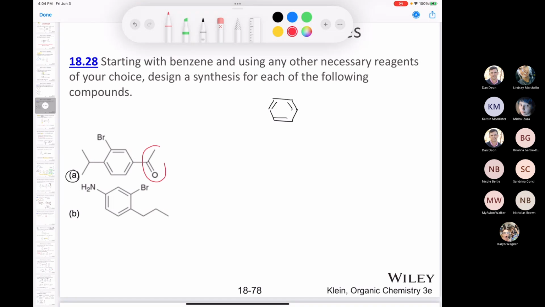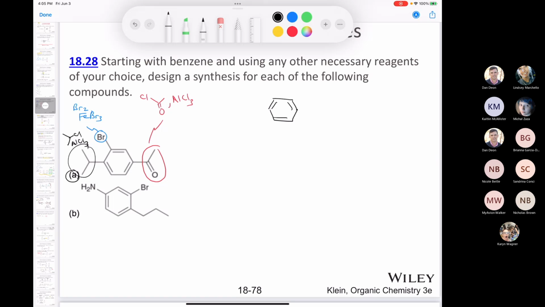And we know that the acyl group is going to be put on using a Friedel-Crafts acylation. So you would use this acid chloride and aluminum chloride. Then to put on a bromine, you would use bromine and of course some iron 3 bromide. And then to put on this isopropyl group, you could use isopropyl chloride and aluminum chloride. You could use Friedel-Crafts for both of those.